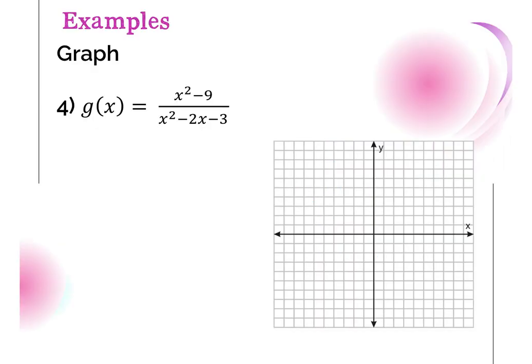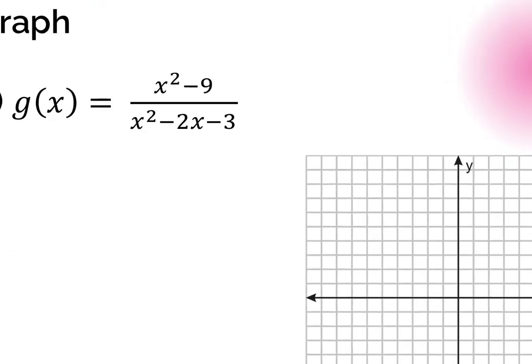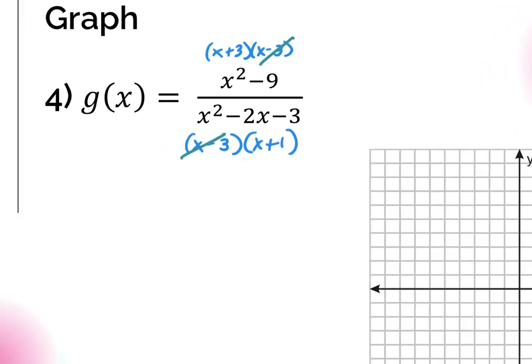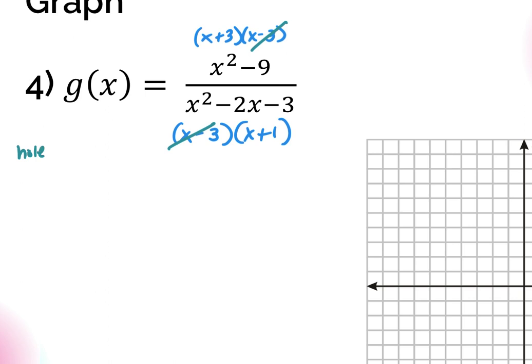All right, go to 4. So what's different this time? There's going to be a hole because I can factor the top. This is the difference of 2 squares, and the bottom. And the x minus 3 cancels. So there's a hole this time. And the x is where x minus 3 would equal 0, which means there's a hole where x is 3.